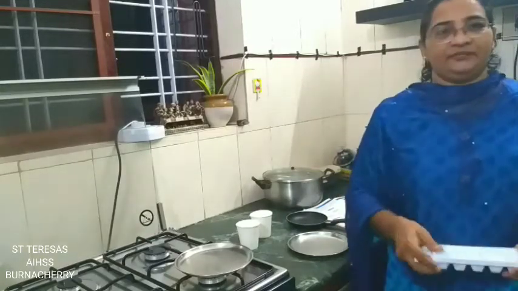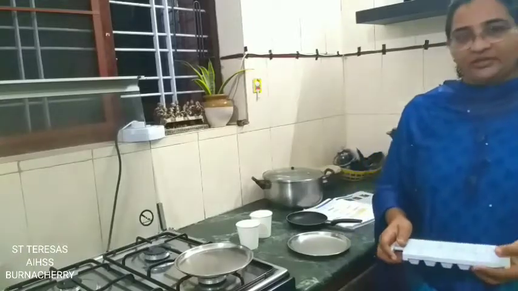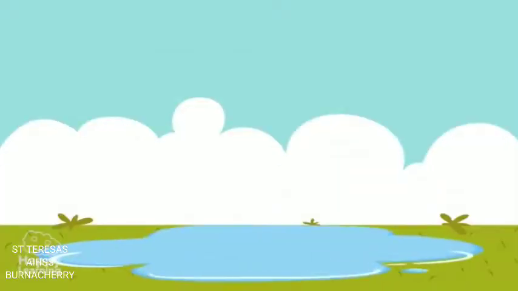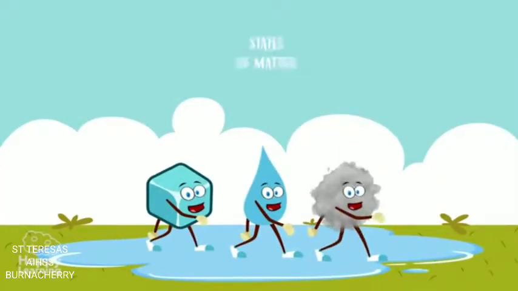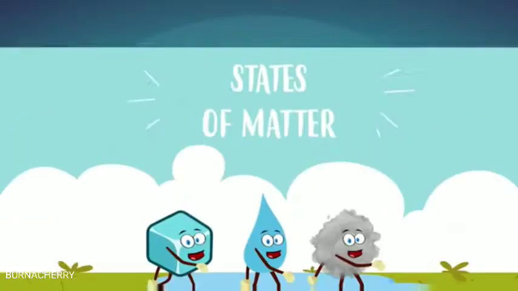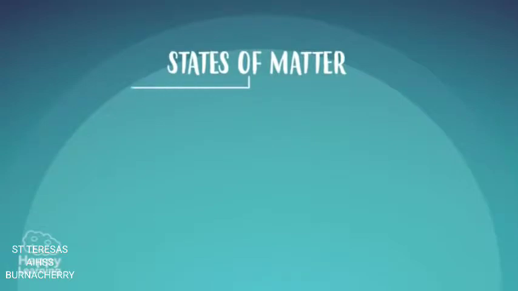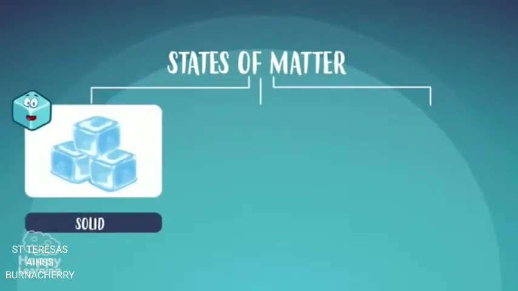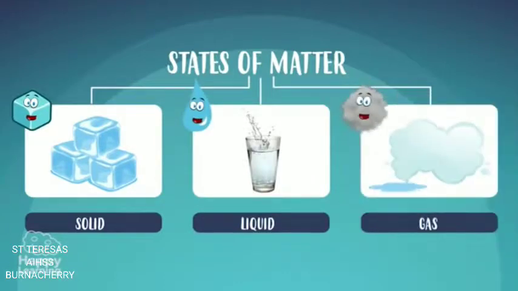I have a little bit of ice with me. So, we know ice is a form of water, isn't it? Water exists in three forms. Any matter can exist in three forms, that is solids, liquids and gases. You have studied this in the earlier classes. Ice is the solid form of water.